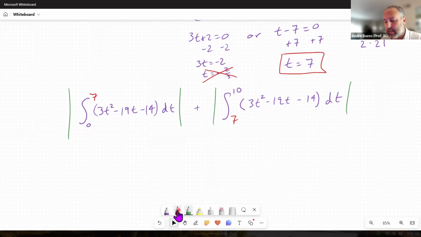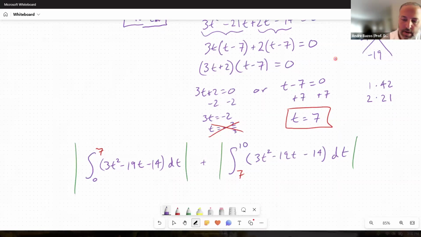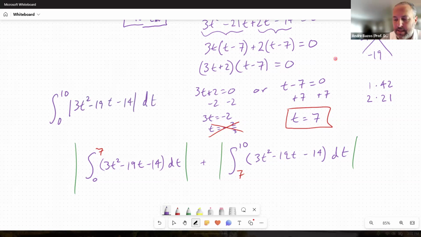So the program kind of talks about, well, you just do this. You just do an integral from 0 to 10 of the absolute value of 3t squared minus 19t minus 14. That doesn't explain it, because this doesn't mean anything to me, because we want all of the regions to be positive. Yes, but I don't know how to deal with that mathematically.